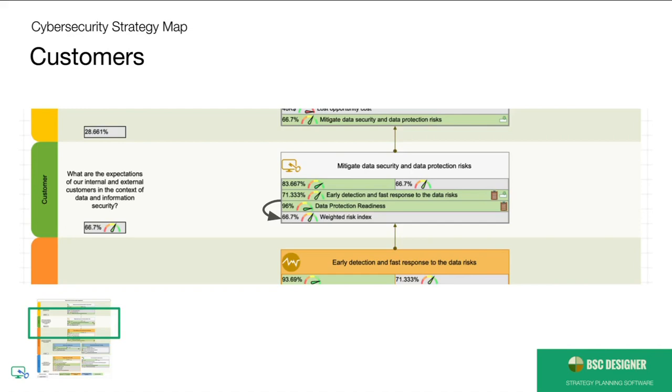The logic here is that the organization works on the internal security systems quantified by the early detection and fast response indicator and introduces the necessary data protection measures quantified by data protection readiness. The achieved improvements are validated by the weighted risk index.